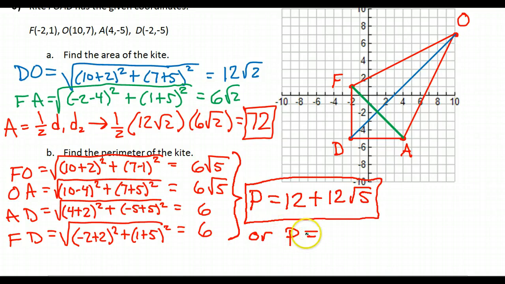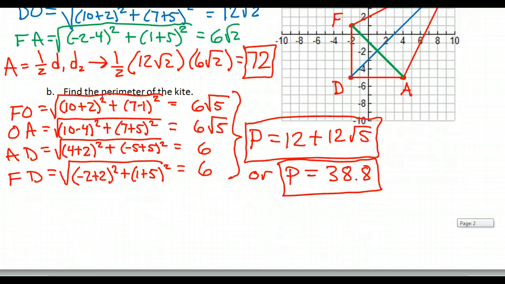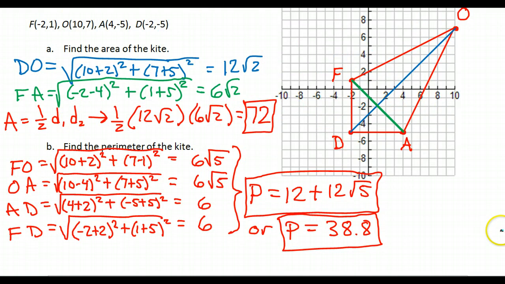But of course I could put this in my calculator and get a decimal real quick. And I'm getting 38.8. Okay, and that would be the decimal form of the perimeter. Alright, and that is it for the homework.